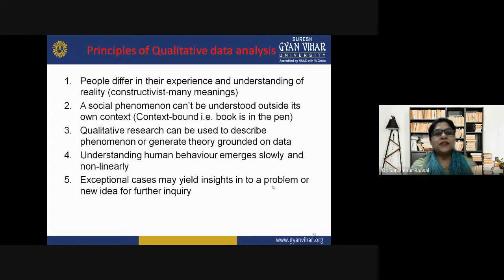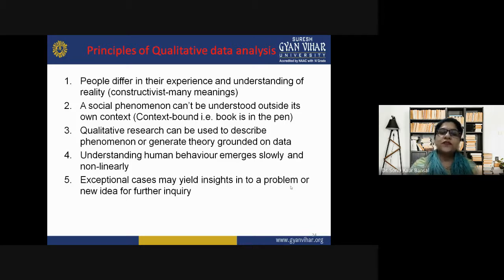Now students, let's discuss briefly the principles of qualitative data analysis. People differ in their experiences, and as well in their understanding of reality. How do they perceive their experience? How do they understand their realities? Maybe constructivist, of many meanings.